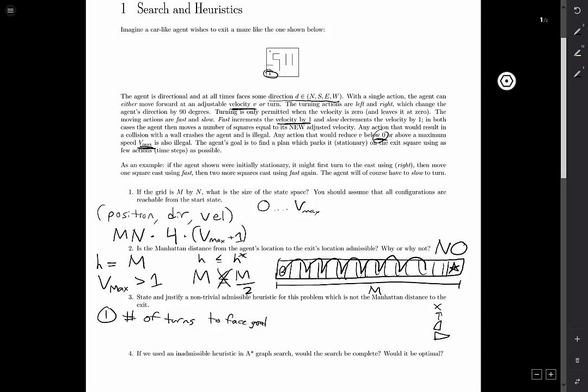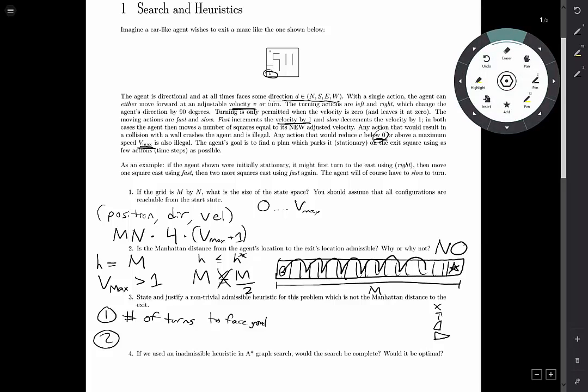Okay, so let's do another heuristic. One heuristic is similar to number 2, the Manhattan distance, but let's take into account speed. So usually what we do is, let me erase this.